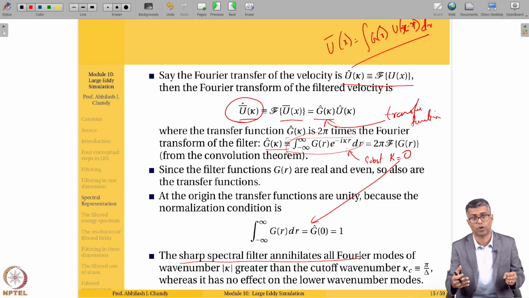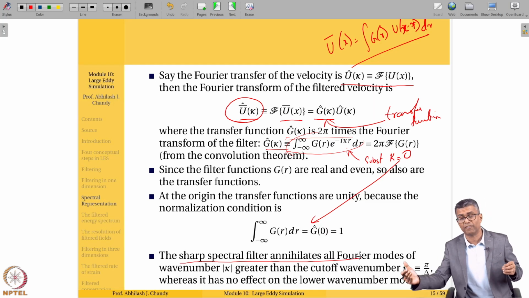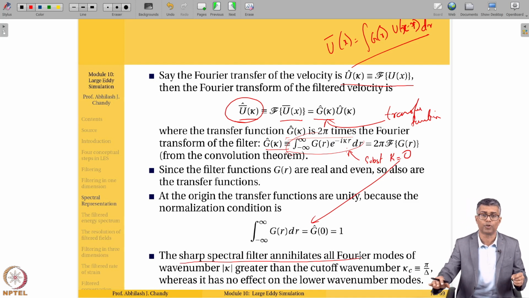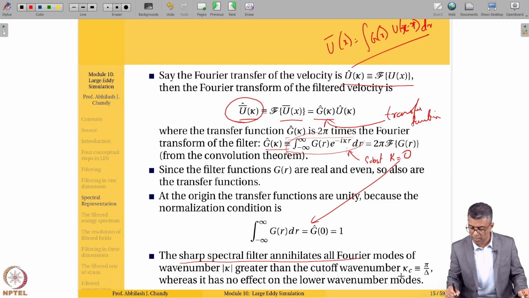So they are not resolved, they are not considered. In analogy to wave numbers, basically the sharp spectral filter will remove all components that are greater than your cutoff wave number kappa c, which is corresponding to the filter width delta. So kappa c is pi over delta, right?